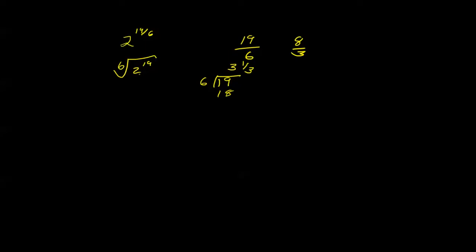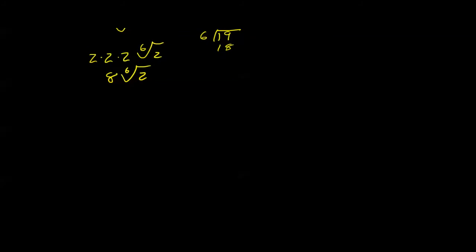That means there are 3 groups of 6, 2 times 2 times 2, and 1 left over, 6th root of 2, or 8 times the 6th root of 2. That's it. Nothing more than that.